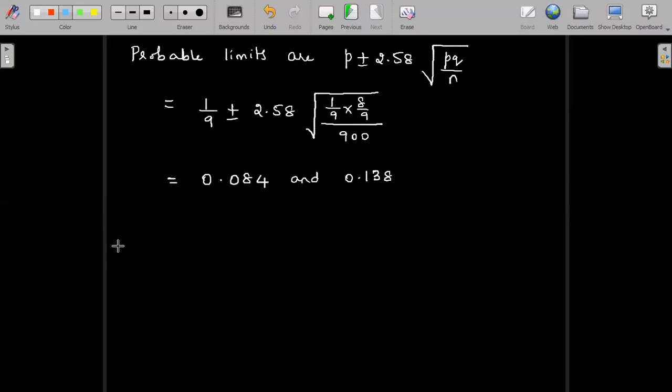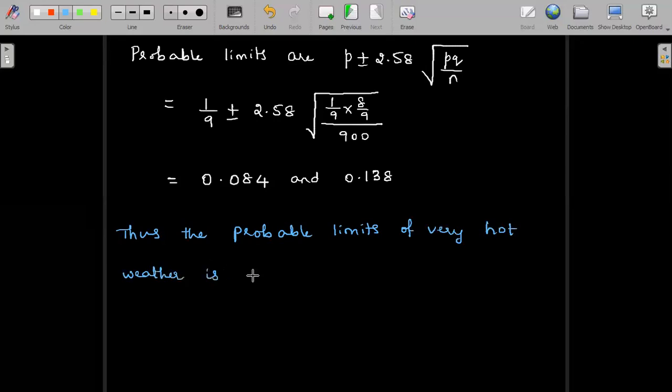So thus, the probable limits of very hot weather is 8.4% to 13.8%.